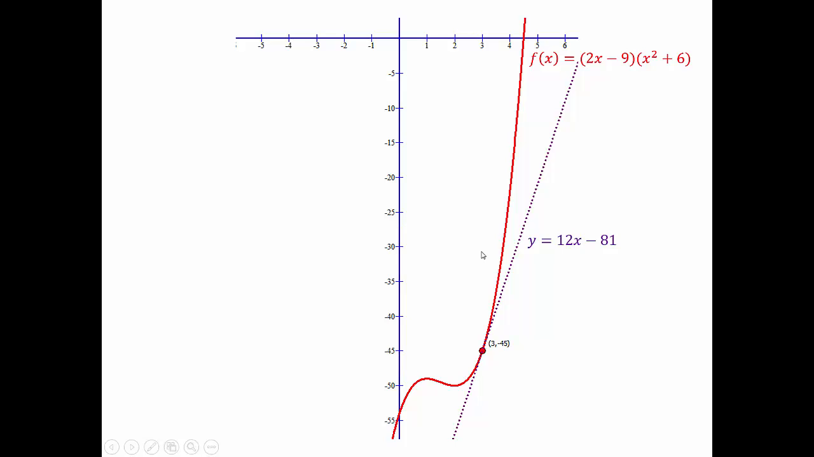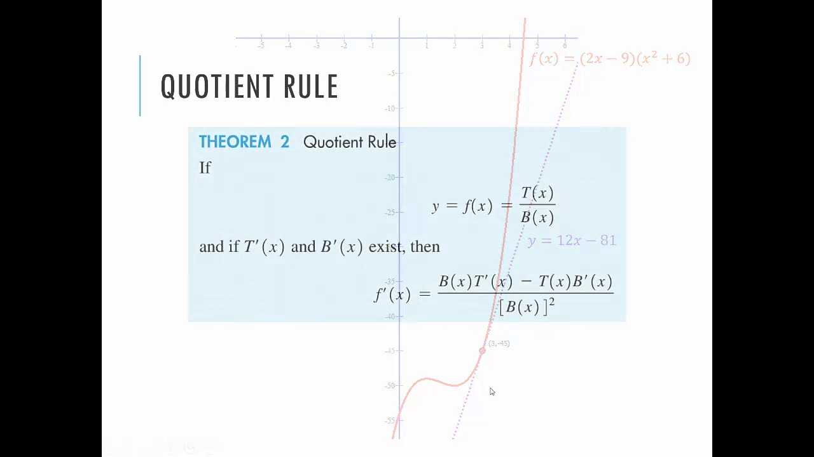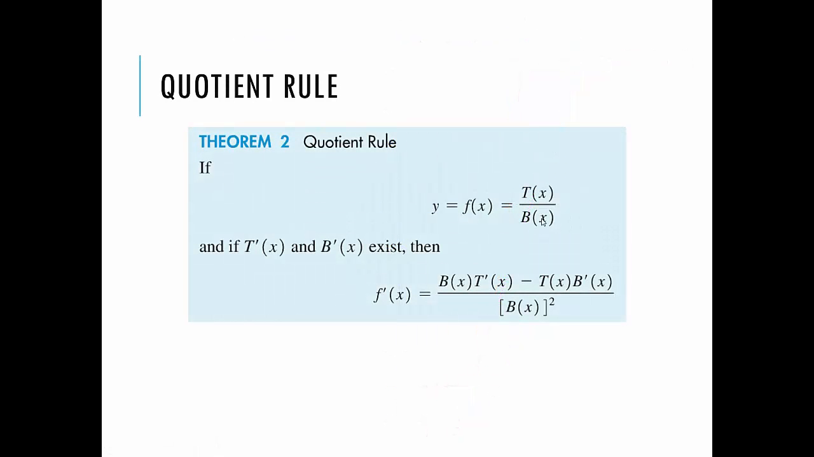So here's the red, my original function. I plotted my point, and then I also graphed my tangent line, which shows me it only goes through at that one point. Well, what if we had a quotient where we're dividing one function over another? Then we have what's called a quotient rule.